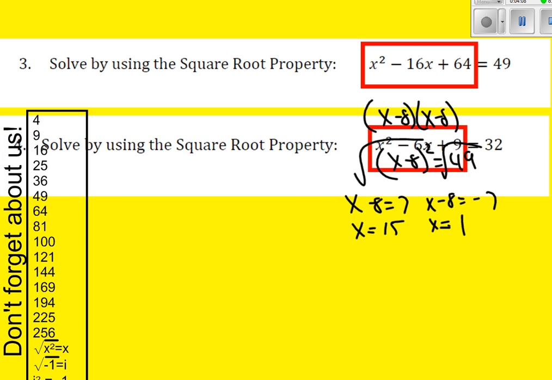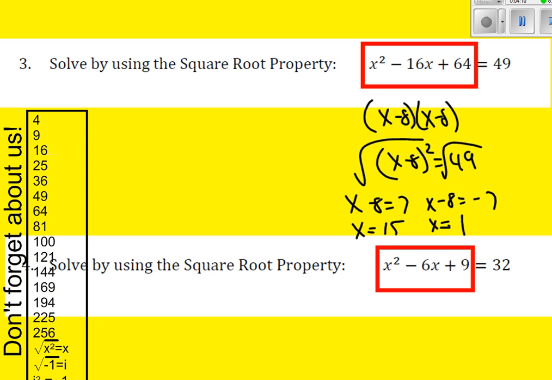If I try this one, x squared minus 6x plus 9, we'll do it quick. This becomes x minus 3 squared equals 32. What I can do here is go x minus 3, simplify that into, not 16, 4, square root of 16, 4 square root of 2.